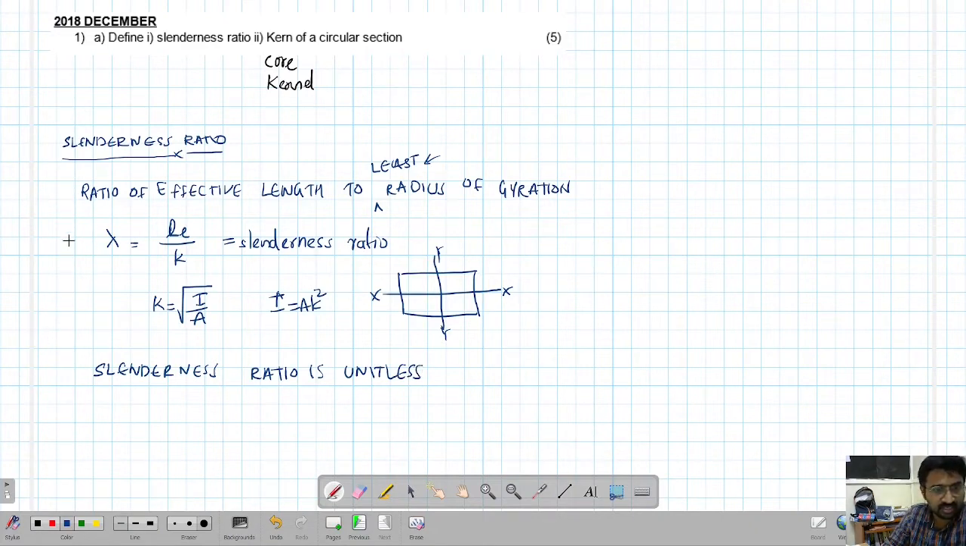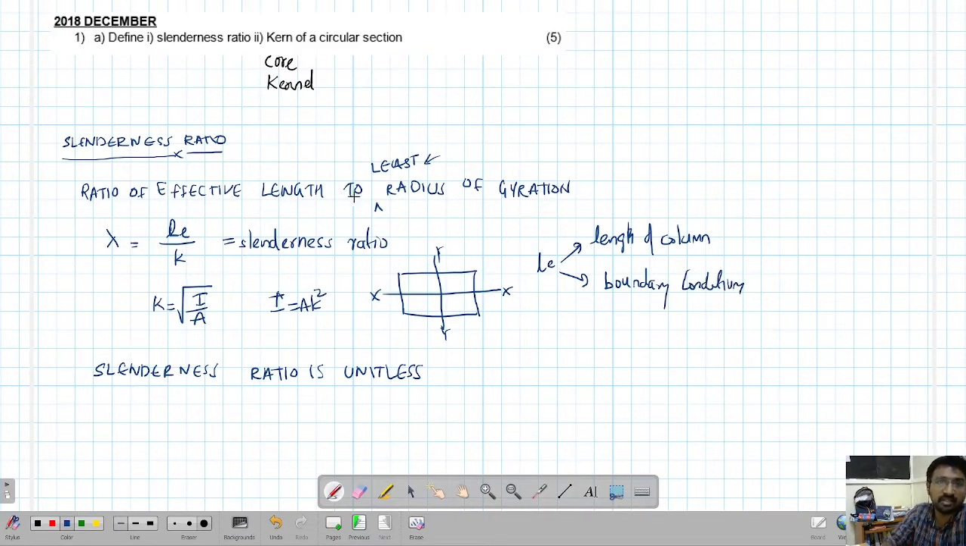One is the definition, how it is defined. Then what is K? What is LE? LE is effective length. You can also write LE depends upon the length of the column and boundary conditions. Once you write this much, I think this is more than enough. So this is about slenderness ratio.